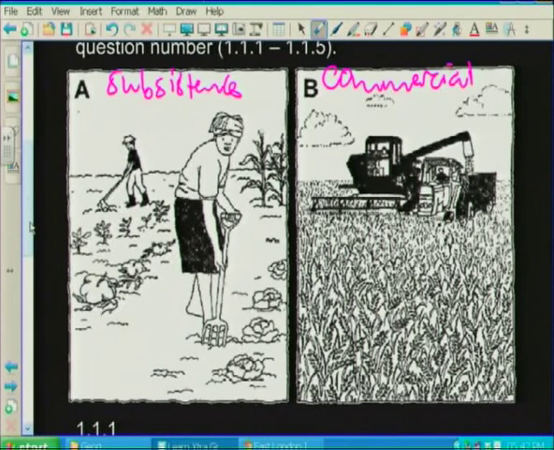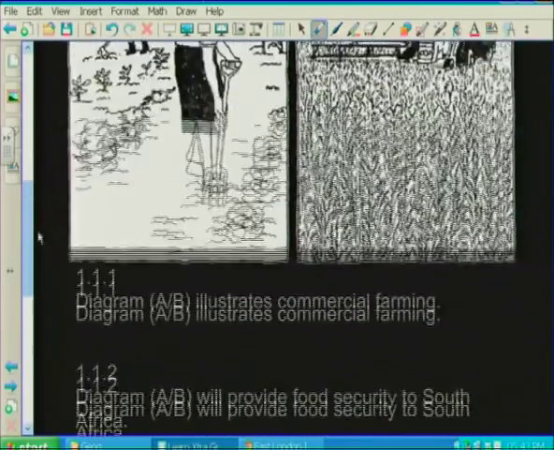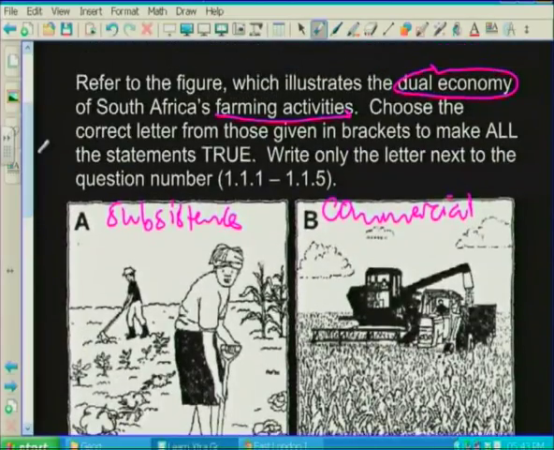Whereas on the right, picture B, we've got a harvester with a guy driving it and a whole extensive, huge piece of land where they've grown wheat or millies or something. You'll have to look very closely in the picture to see what it is. But let's have a look at the questions. If you look at the preamble again, choose the correct letter from those given in brackets to make all of the statements true.